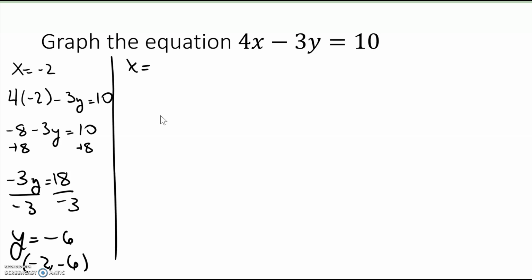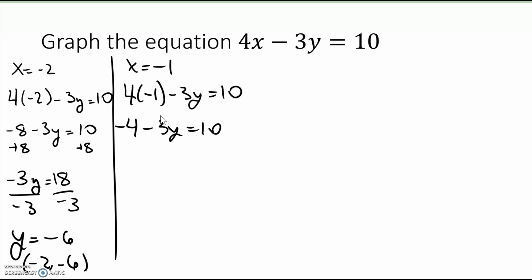Okay, and same thing, let's do x is equal to -1. So 4 times -1 minus 3y is equal to 10. So we got -4 minus 3y is equal to 10. I'm going to do the same thing. I'm going to add 4 to both sides because I want y all by itself. And the first thing I have to do is move or remove the numbers from the side that the letter is on. Okay, so I've got -3y is equal to 14.